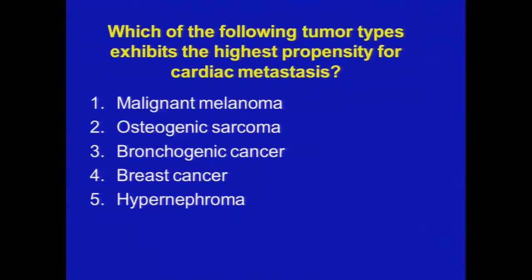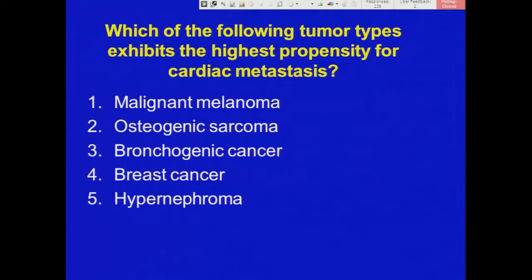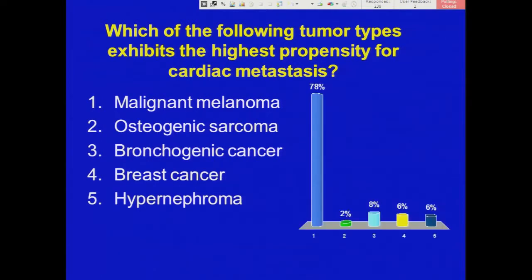Let's go to our next audience response question. Which of the following tumor types exhibits the highest propensity for cardiac metastasis? Is it malignant melanoma, osteogenic sarcoma, bronchogenic cancer, breast cancer, or hypernephroma? Go ahead and vote. Okay. The answer is very good. Malignant melanoma has the highest propensity to metastasize to the heart.